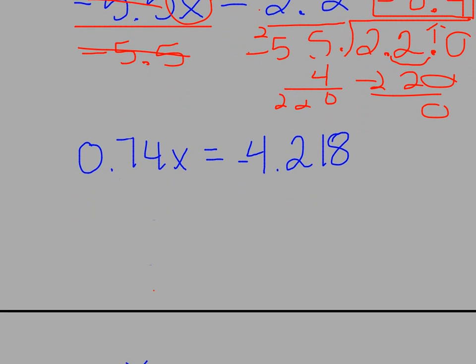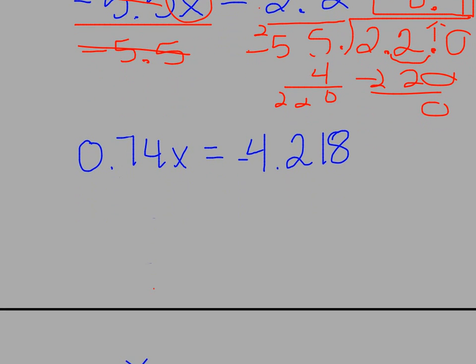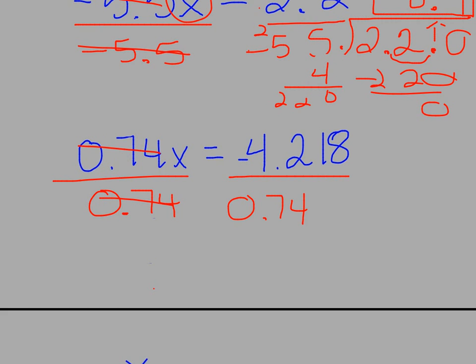Looking at the next one, a negative 0.74x is stuck to the x, and so to get rid of it, I need to divide by 0.74. So I'm going to divide this by 0.74, drop that down into the box, and negative 4.218. I'm going to move my decimal over 2 places, and I get 74 into 421.8. Move my decimal up. I know since this was positive and this is negative, my answer will be negative.